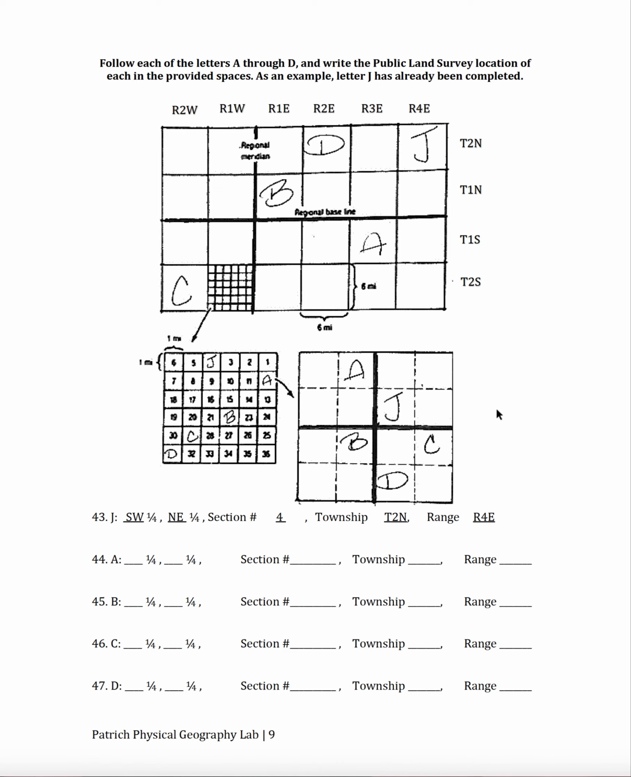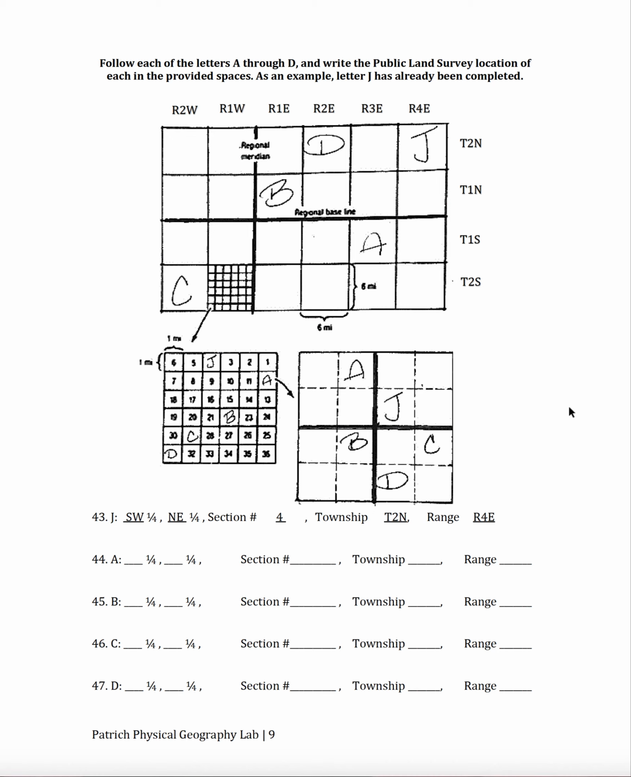So this code would essentially, if I went to the county back in the early 1800s, I would go in and say, well, I'm in Nevada, and I live in the southwest quadrant or quarter of the northeast quarter of section 4 that's in township 2 north and range 4 east. They would be able to pull that up on a map and know exactly where I am.